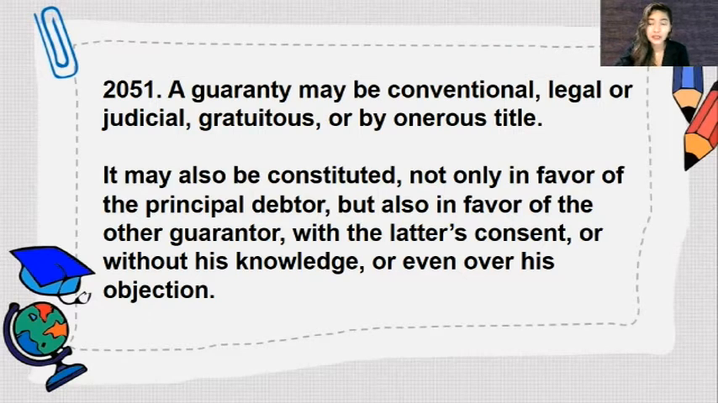So the legal guarantee is imposed by law to secure the compliance of certain obligations. Judicial guarantee is constituted by decree of court. So it should be by decree of court and not by provisions of law or by the agreement of the parties. The legal guarantee cannot be constituted without an express provision of law. So the provision of law should be interpreted strictly.